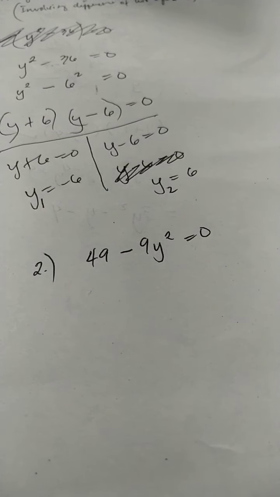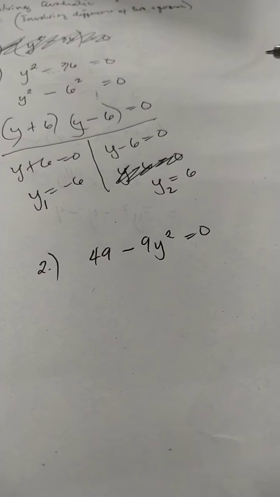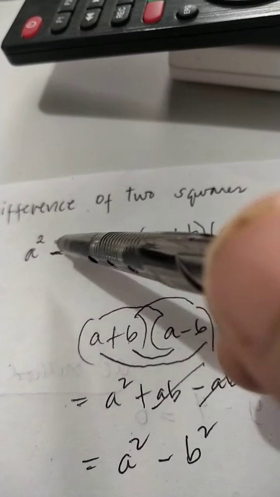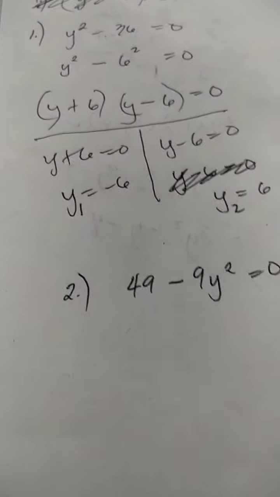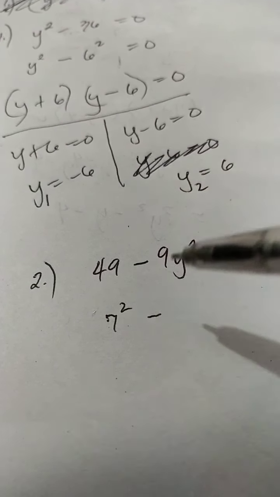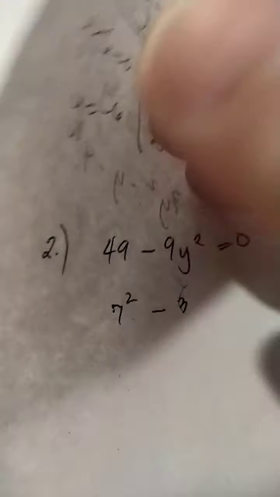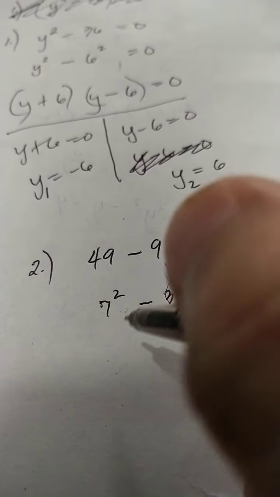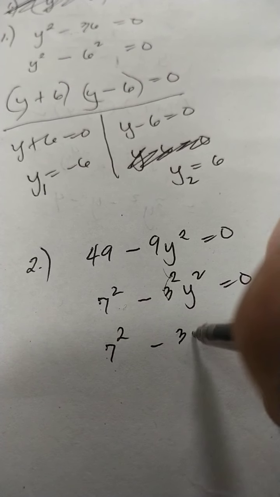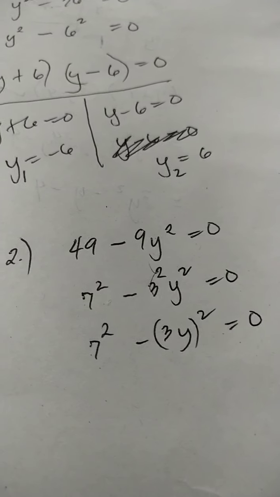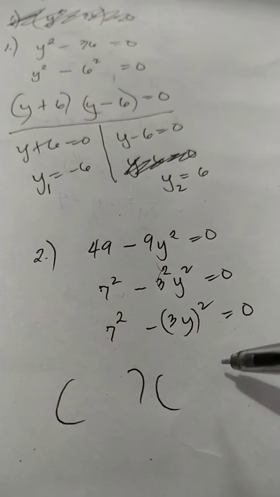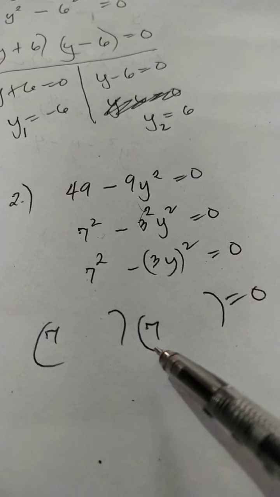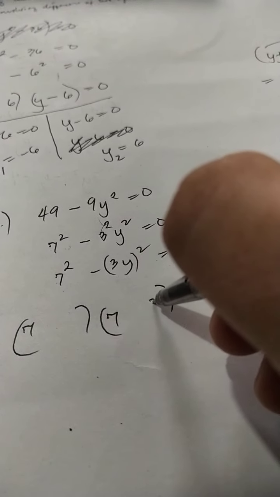Okay, how about we have 49 minus 9y squared equals 0. Again, this pattern is applicable, the difference of two squares, a square minus b square. Why? Because 49 is a perfect square. 9 is also a perfect square. That is 7 square minus 3y raised to the power of 2 equals 0. So, factoring it, we have 7 and 7, because 7 times 7 is 49. Then we have 3y here and another 3y.